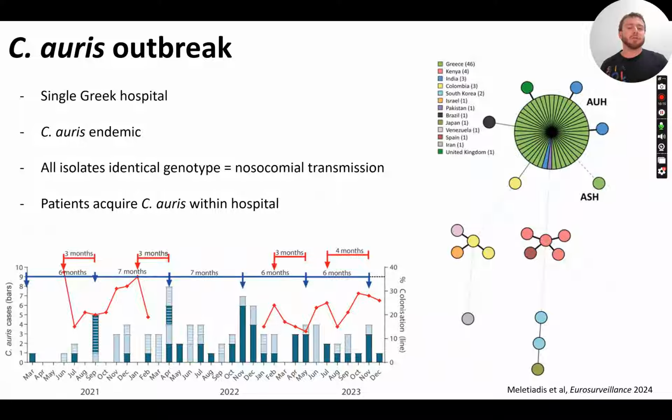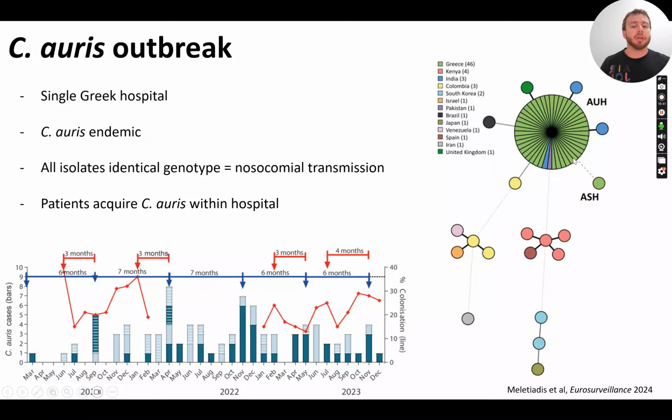So the question is, of course, are patients infected in the hospital, or are they already colonized in the community and then they are admitted? So that's why we applied, in this case, STR genotyping. The results can be seen on the right. And what you can see in green, those are the Greek isolates, they all have an identical genotype, except for a single one, but that's from a different hospital.